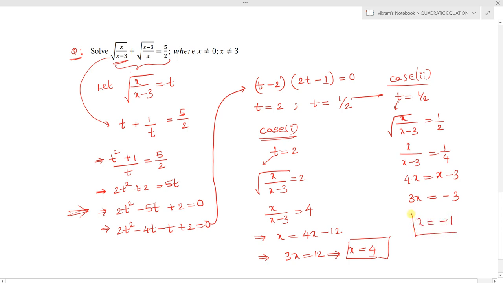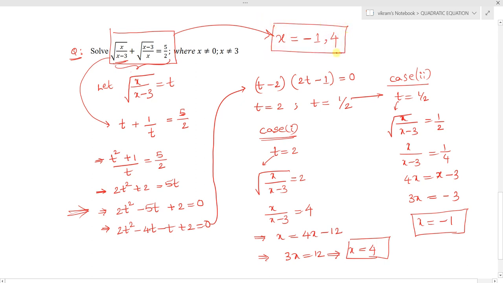So for the given equation, square root of x by x minus 3 plus square root of x minus 3 by x equals 5 by 2, the values of x which satisfy this equation are x equals minus 1 and x equals 4. These are the roots of the given equation. The given equation is not a quadratic equation, but we need to convert it into a quadratic equation, then we will obtain the required solution.